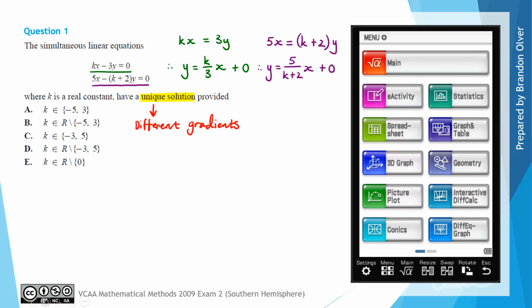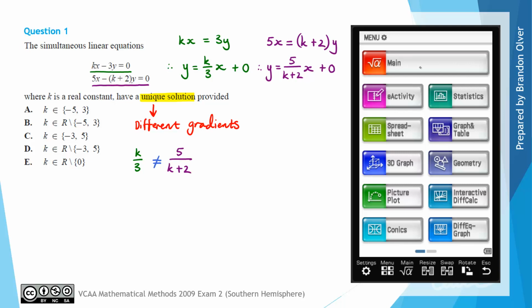So coming back to our initial thoughts about having different gradients, what we now want to solve is the gradient of that first line, which is k divided by 3. We want to solve that so that it's not equal to the gradient of the second line, which was 5 divided by k plus 2. And that's now something we can do on a CAS calculator.